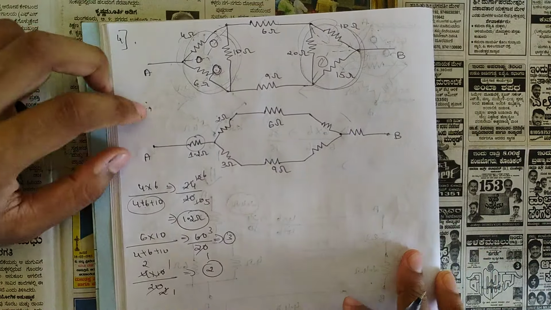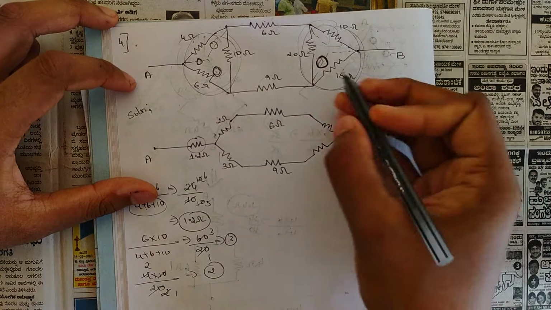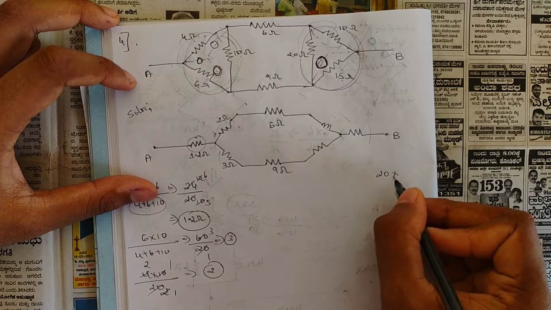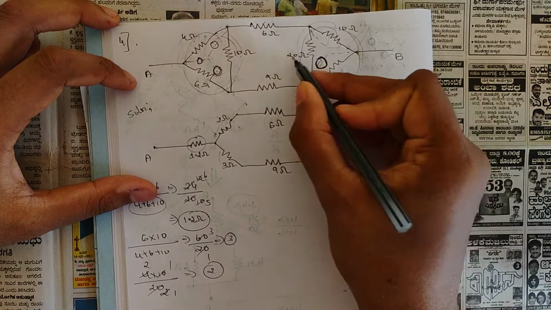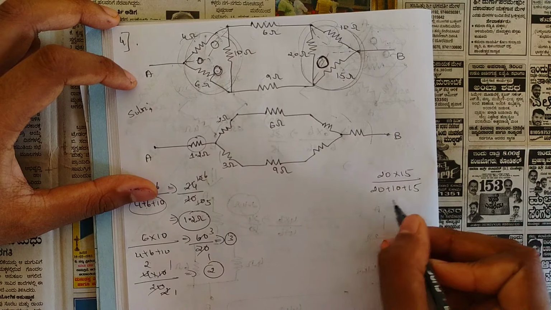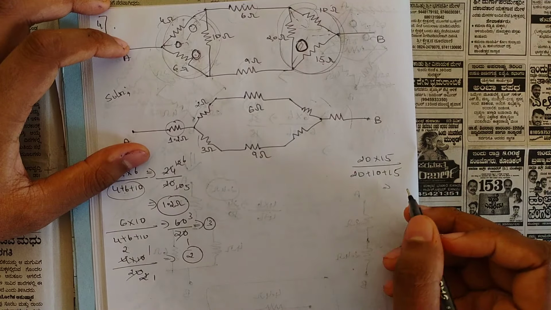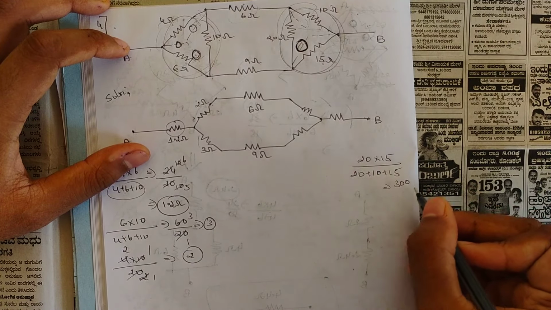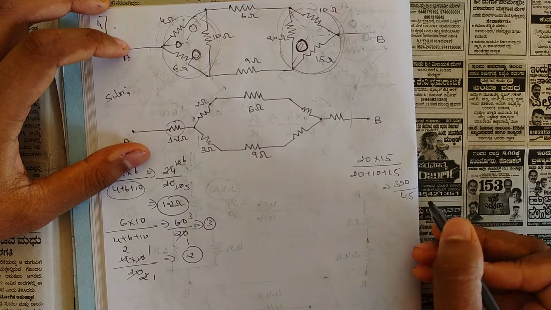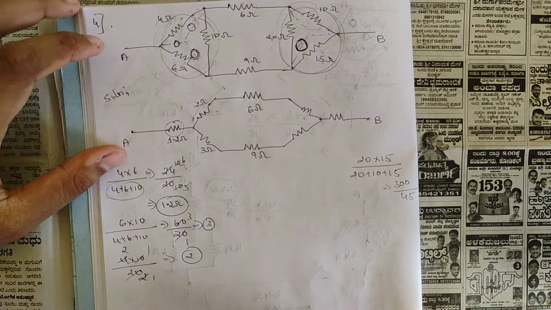Similarly, solve for this side also here. If you want to calculate this here, opposite resistances 20 and 15. So 20 into 15 divided by 20 plus 10 plus 15. That is equal to 20 into 15, how much? 20 into 15 is 300, divided by 20 plus 10 plus 15, that is 45. 300 by 45. So how much is 300 by 45?